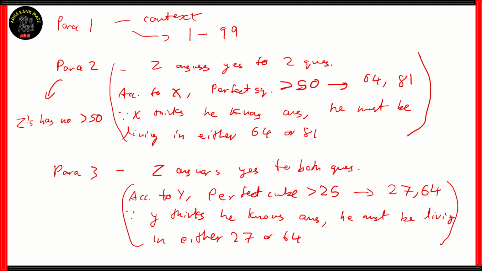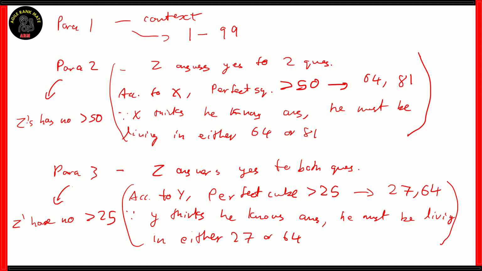So since Y has to live in one of those houses, then he would know that the other option would be the correct answer, so he would go there. Then he would see that no, that's not Z's address. And that's when he realizes that Z only answered the second question correctly, which is Z's house number is greater than 25.